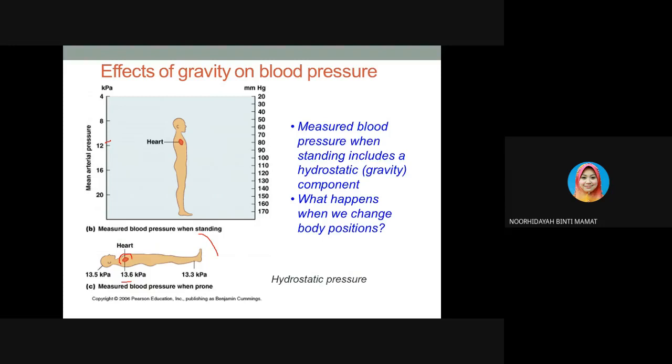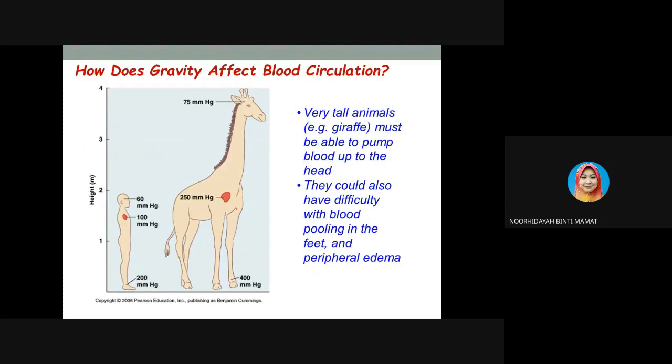What do you think, may the position of the body affect the BP readings? What is the best position to measure an accurate BP: either standing, sitting, or lying? You can try to figure out the effect of gravity on our blood pressure.